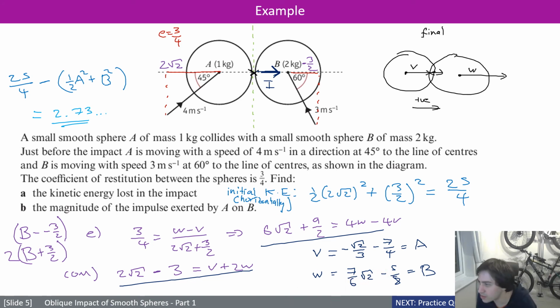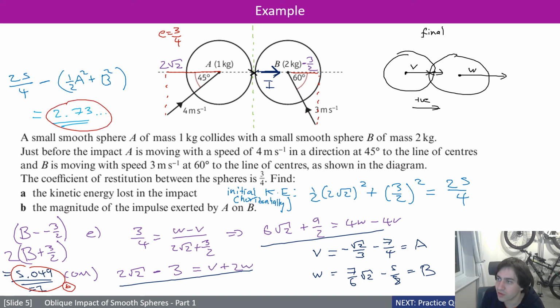And that gives us, if we work it out on the calculator, 5.049. And that is the impulse exerted by A on B. So we've got the final answer for part B. And that was ours for part A. Okay, so that's it really.